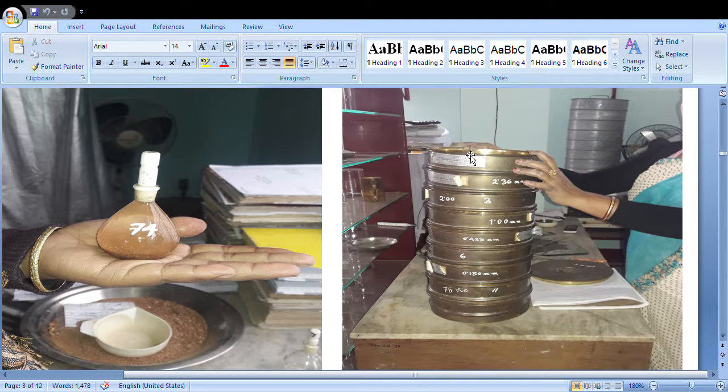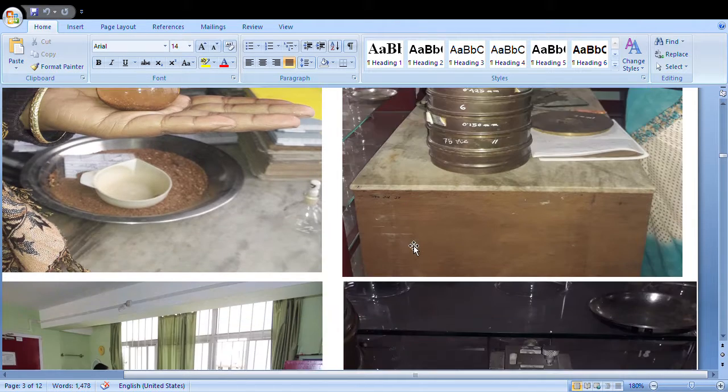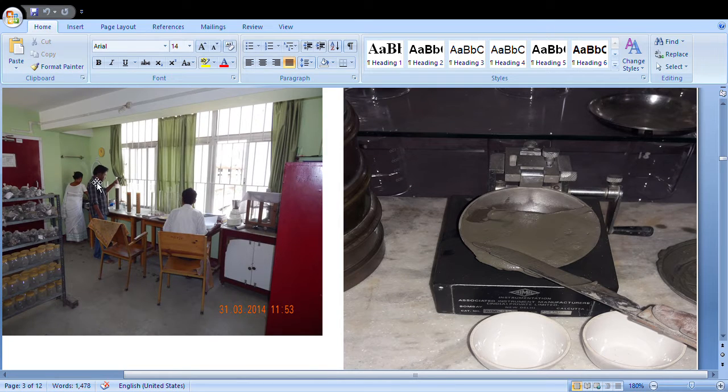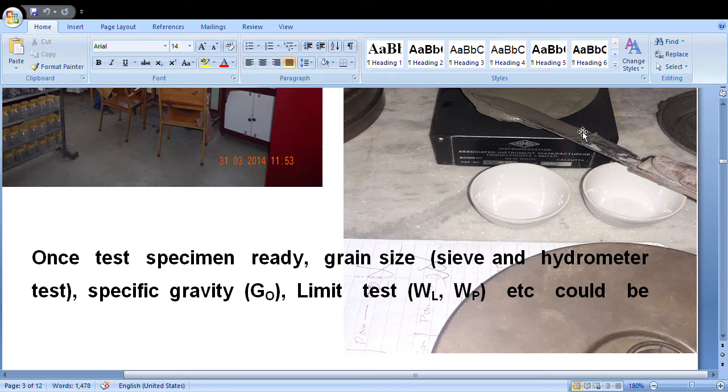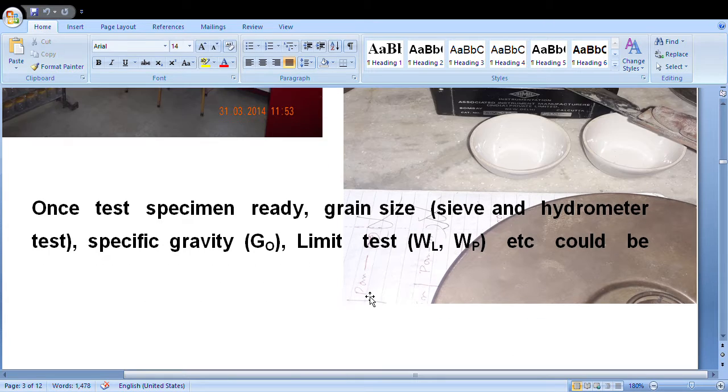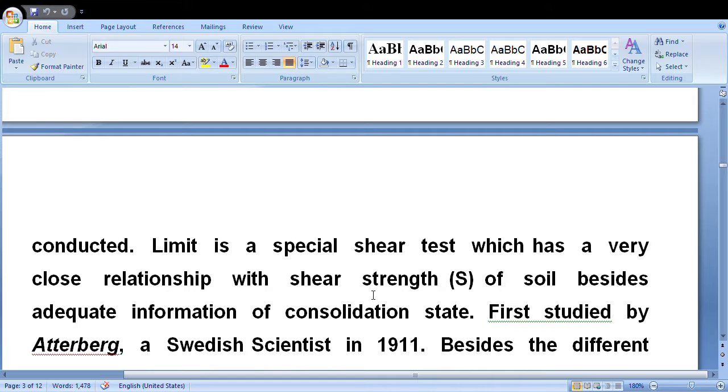So the sieving test, specific gravity test, hydrometer test and limit test, we can conduct generally on a dried sample.